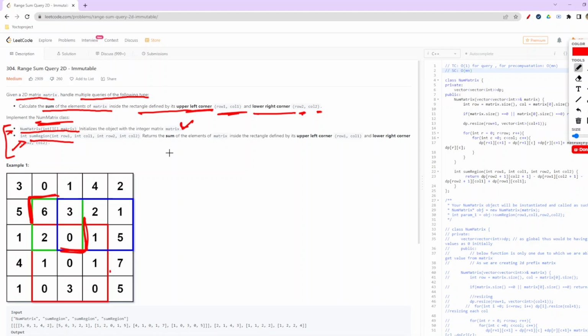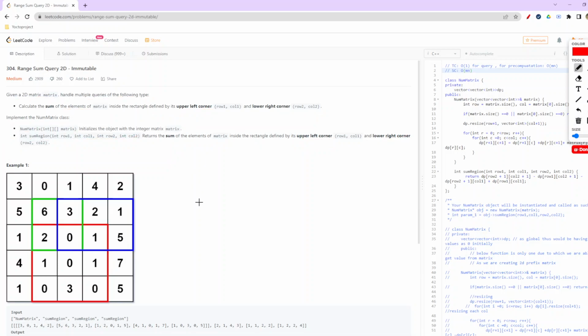The constructor is used for initializing the object with the integer matrix, and the sumRegion function would be given the coordinates, and according to these coordinates, we are required to return the sum of the elements of the matrix inside the rectangle defined by the upper left corner and lower right corner. So these are the two functions of the class which we are required to implement. Okay. Now let us look at the constraints.